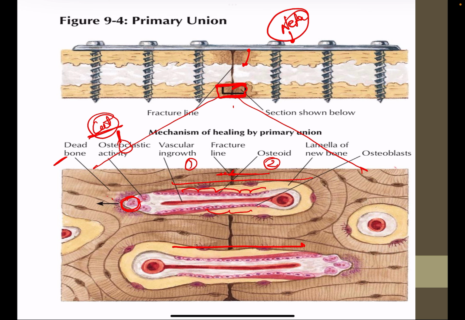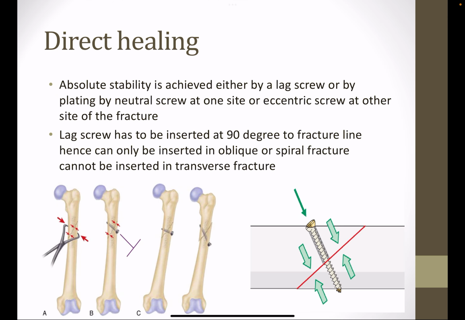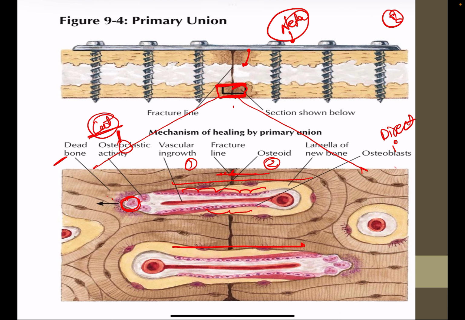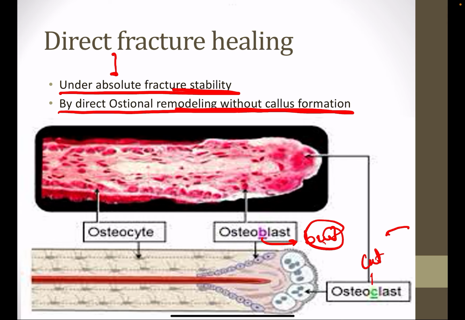So this is essentially what is cutting cone. It occurs in direct fracture healing, also known as primary fracture healing, a different form of fracture healing rather than the indirect fracture healing which goes through 5 stages which we discussed in the last video. Now we talk about this topic, absolute fracture stability. How can absolute fracture stability be achieved surgically is the question.